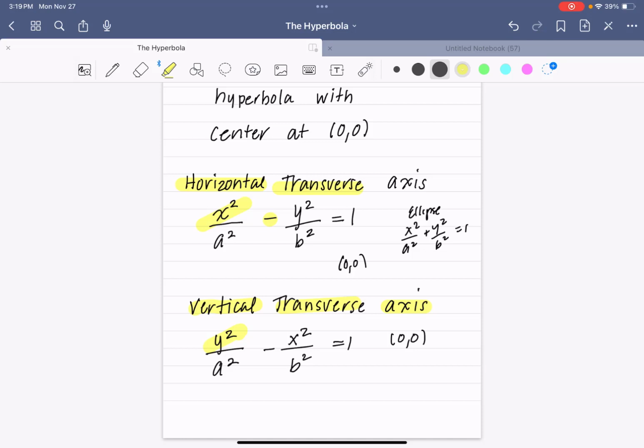So this first variable tells you where your vertices are, basically. That's just what you remember. Whatever variable is first, that's where you're going to locate your vertices. And I say first, that's if it's in this format. If you have to move things around, it's whichever one is positive. So here the vertices are going to be on y. And here they're going to be on x.